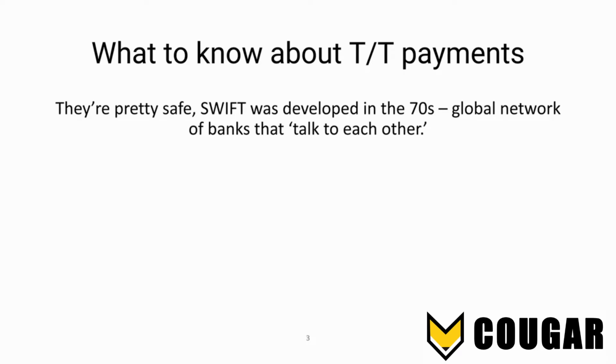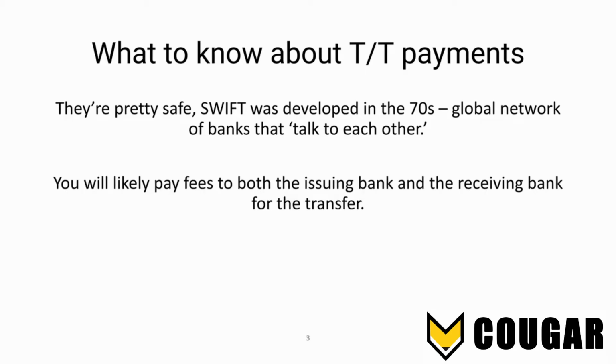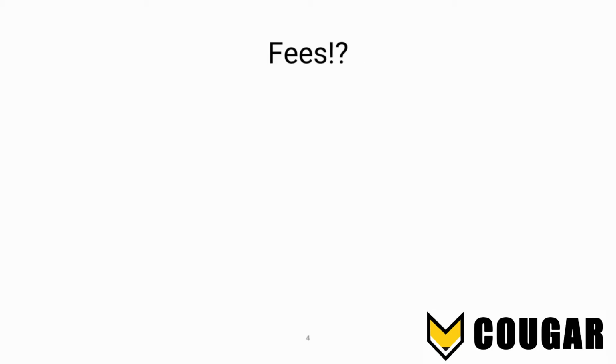So what do we need to know about TT payments? Well, they're pretty safe, which is good. It's a well-established system, and SWIFT is a global network of banks that talk to each other. There may be fees to pay. We'll go on to that in a minute. And payments usually take around 3 to 5 working days to clear.